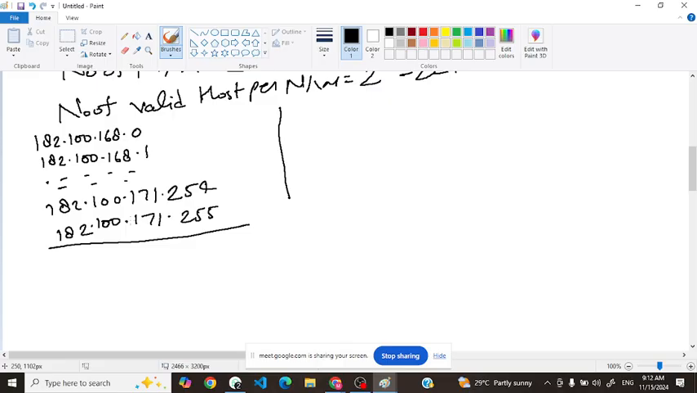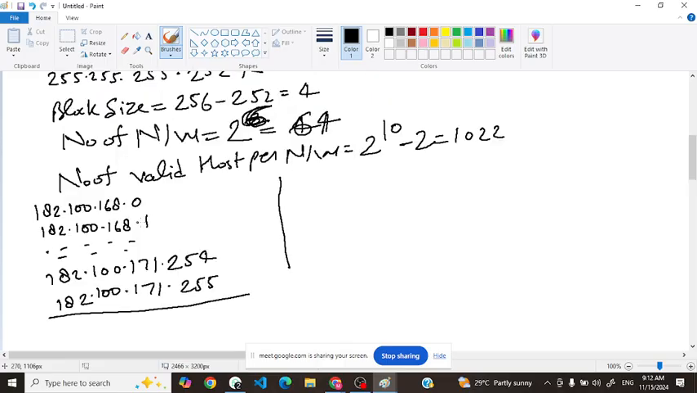Subhajit, is the answer correct or wrong? Sir, I think it is correct. This one is correct. 182 dot, and the valid host starts at 182.100.168.1, which is correct, the first usable IP, and it goes up to 254, which is correct. Yes, I agree. Is it correct? Yes, it is correct. Lakshman, you are wrong. It is 100% correct.